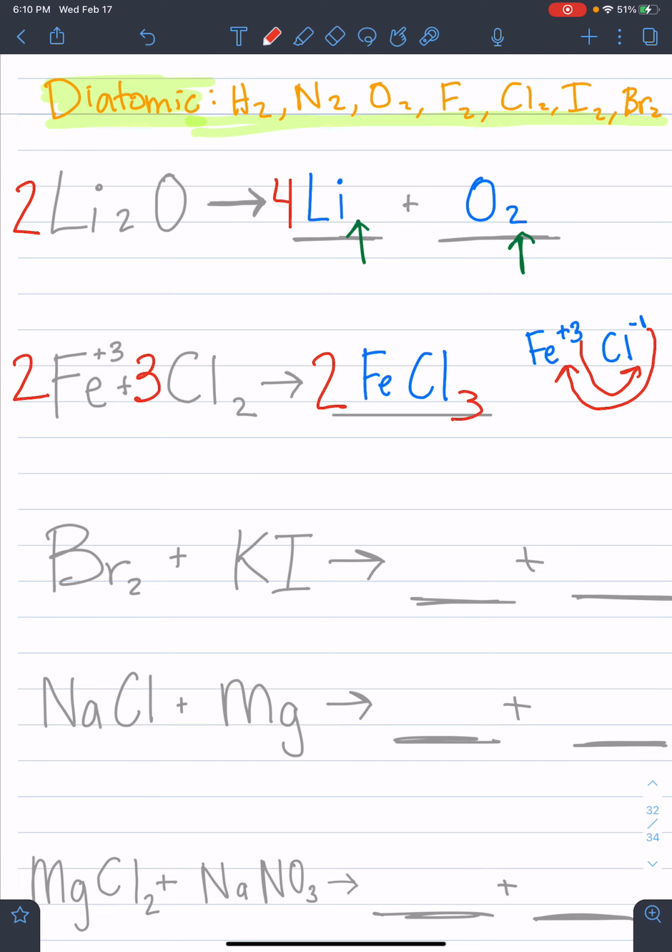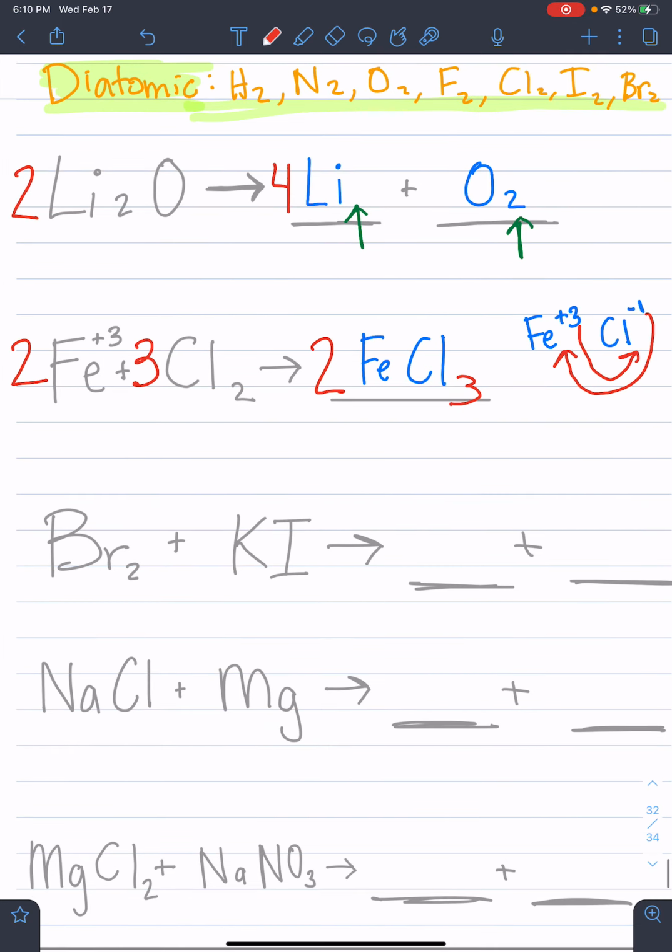Alright, the next two both look pretty similar. So we're going to have Br2 and KI. And this is going to be a single replacement reaction. You know it's going to be that if you have something by itself, that's going to go in and kick something else out. Now I think the problem that people get stuck on is that they don't know which one of these they want to kick out.